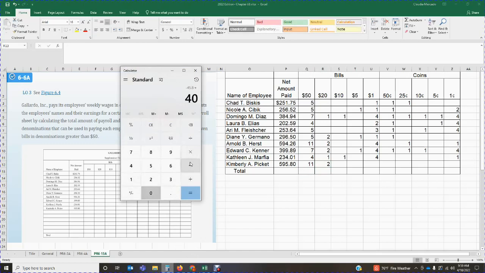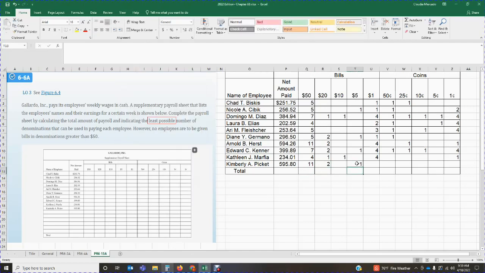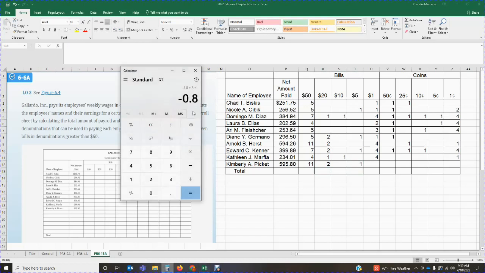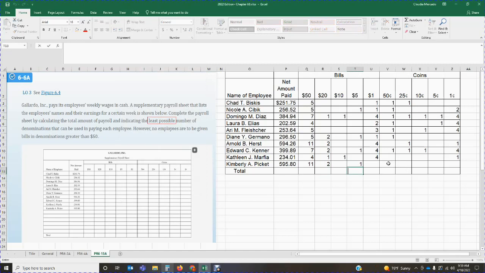So I'm going to go ahead and add the $40. Now I need $5.80. Well, I need one $5 bill. That will take me to needing my cents, 80 cents. So I'm going to use 1 50-cent.